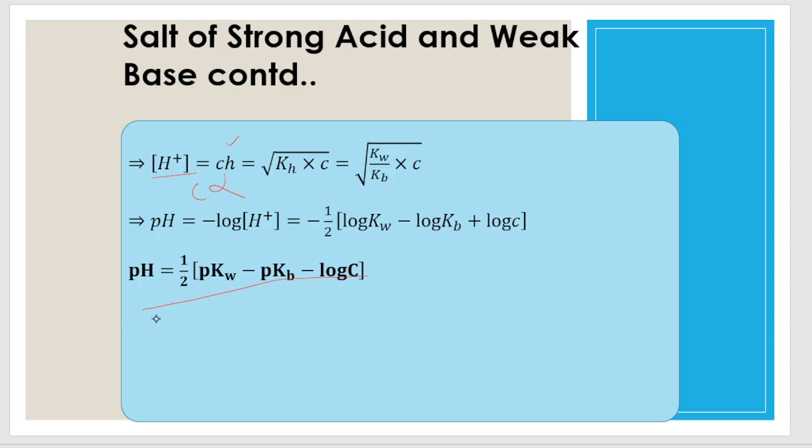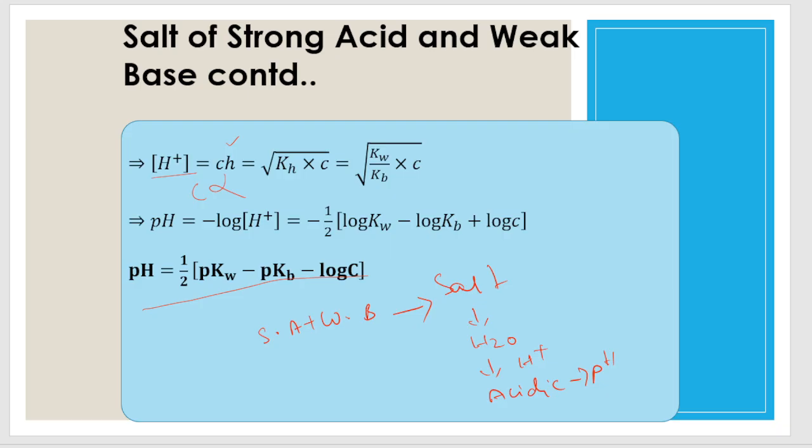So you can clearly see the pH here, that is nothing but half into pKw minus pKb minus log C. Okay, so the conclusion here is, whenever we take the salt of a strong acid and weak base, if the salt is dissolved in water, as it contains more of H plus ions, it is acidic in nature, and that acidic solution's pH can be calculated with the help of this formula.